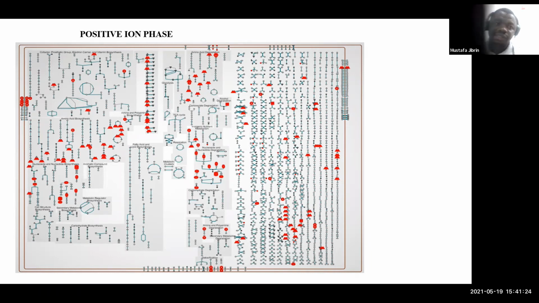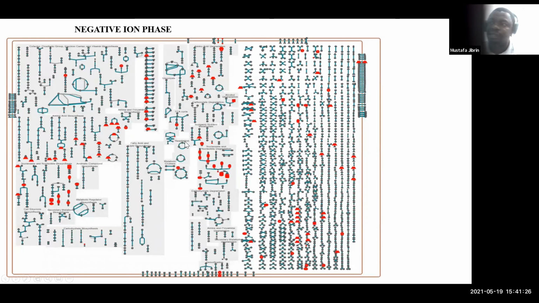So the same thing we see in the negative phase. The TCA cycle, for example, here is affected. The nucleoside and nucleotide pathways are also affected. So the same story: Cavacro affected a lot of pathways in Xanthomonas preferens in its activity against the pathogen.